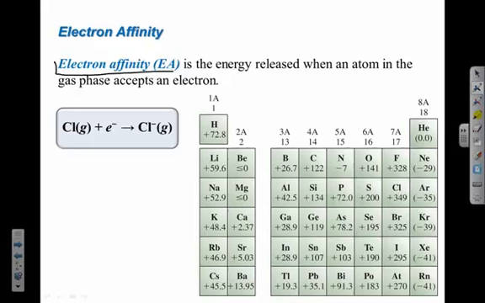So one other property that we need to talk about is electron affinity, and this relates to the next lab experiment you guys are going to be doing. Electron affinity is the opposite of ionization energy. It's the energy change associated when an electron is added to an atom instead of when an electron is removed.